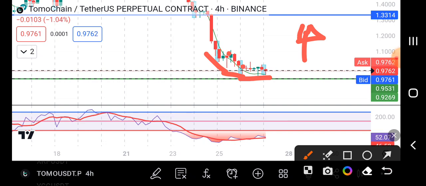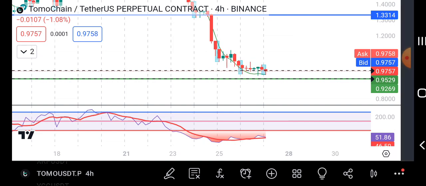You can see bullish candle, bullish candle, bullish candle. People that don't know how to trade will say, "Oh wow, bullish candle, let me go long." Then it will eat their stop loss. I hope you are getting me.